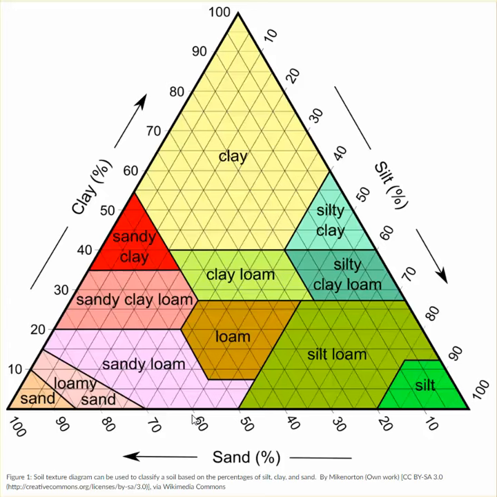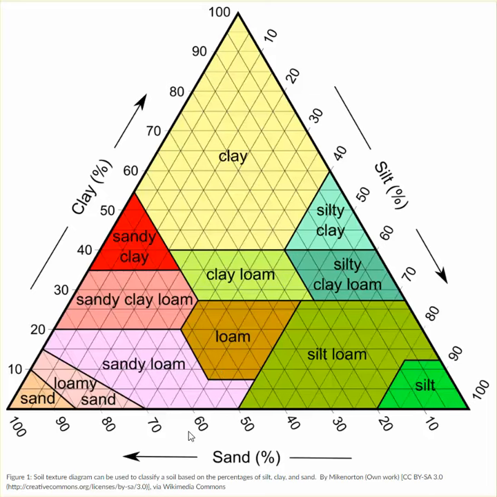But if you're looking at sand, you can kind of see that these lines move on this angle, and the silt percentages move along this angle as well. So 40% silt is all the way along this line.